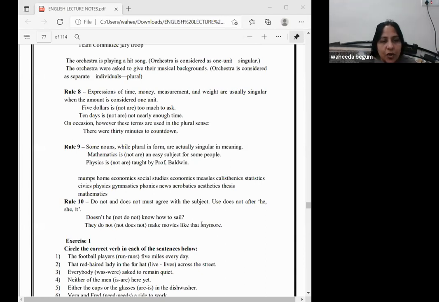Do not and does not must agree with the subject. Use does not after he, she, it. You must know this. I hear many people, even the faculty, I see them, say "she don't know." Oh, it's so bad. You should never speak like that. When you are using don't and doesn't, make sure, all the time, note it down in your notebooks.